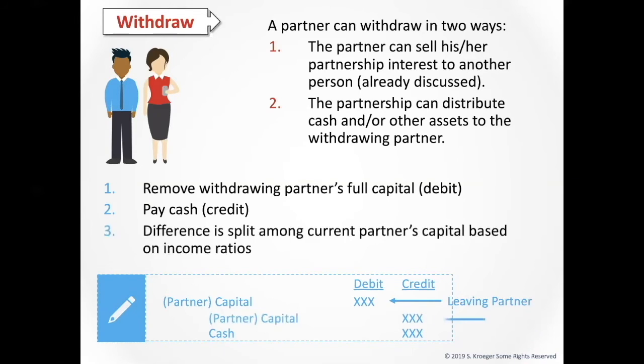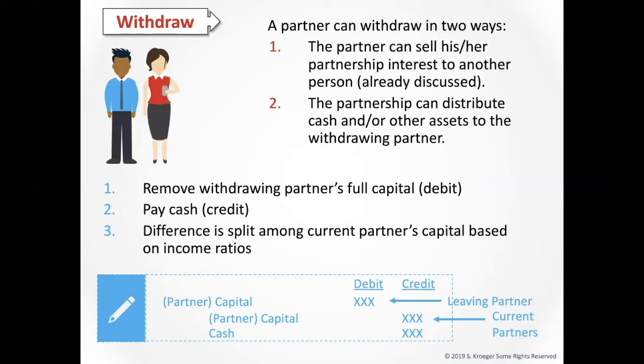The third step would be if there is a difference, that would be split among the current partners' capital accounts based on the income ratios. So if we're giving them less money than what their capital account is, that extra money that they're not getting, that basically they're losing, will go to the old partners kind of as a bonus. If we had given them extra money to leave, which usually isn't the case, the capital accounts of the old partners will be debited. It'll be removed from them. But that's usually not what we're going to see.